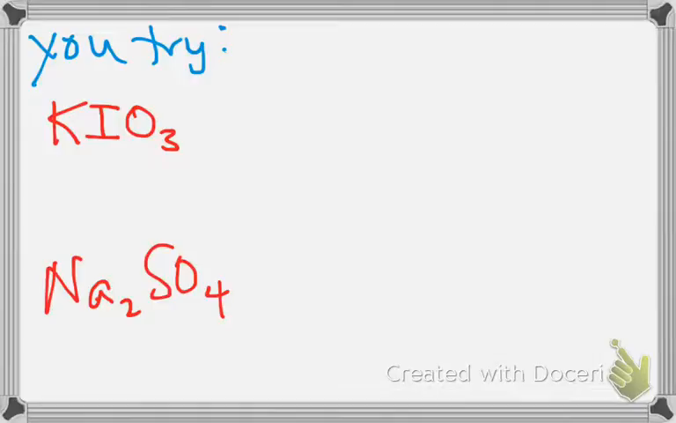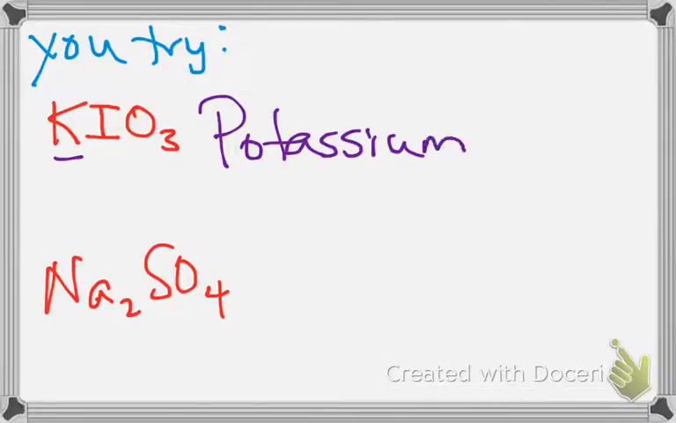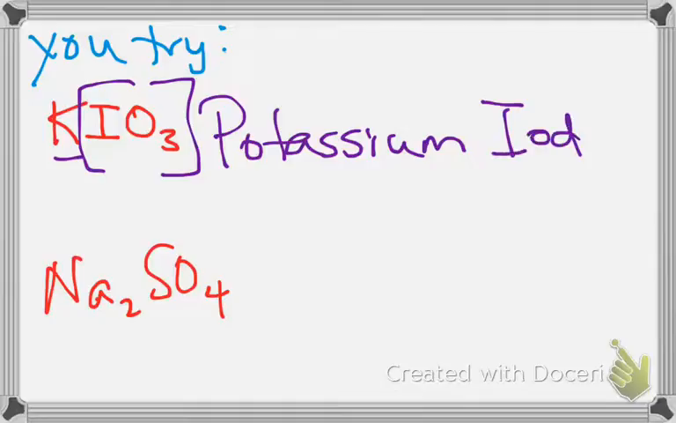Alright, let's see how you did. So this first one, you'll see that your first element is potassium. So you just write it just like the element, potassium. And then you may have noticed that this IO3 is the iodate ion from your polyatomic ion chart. So this is called potassium iodate.